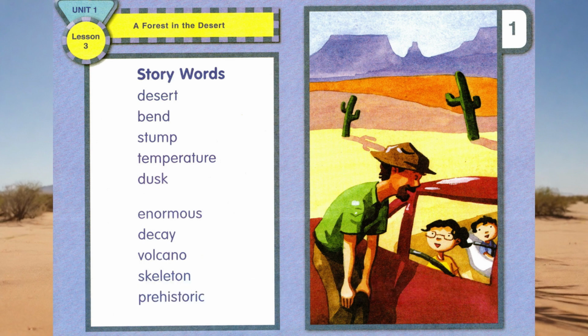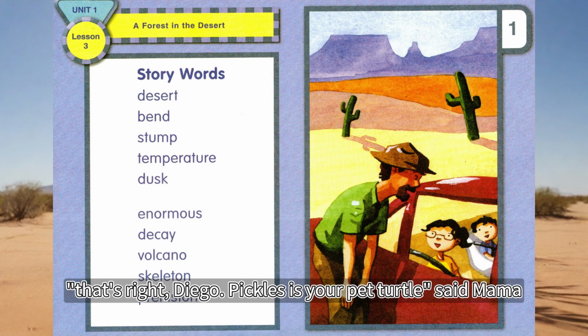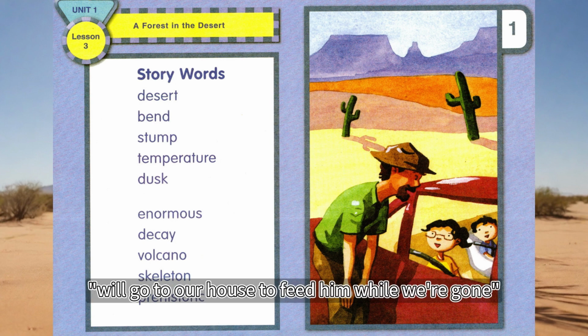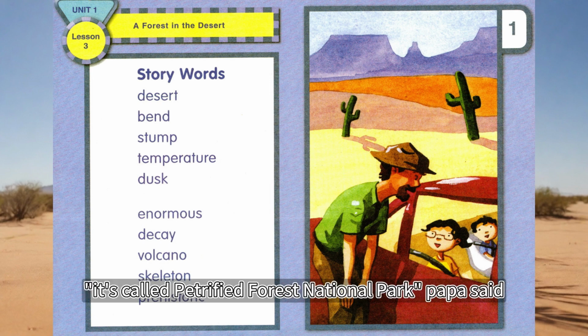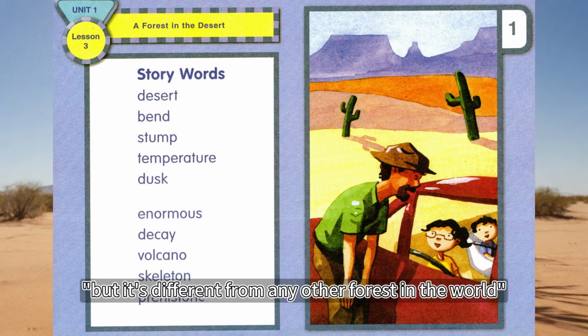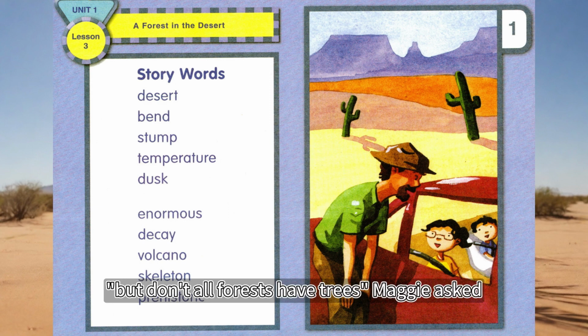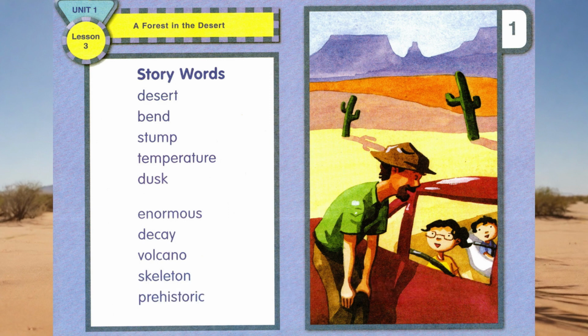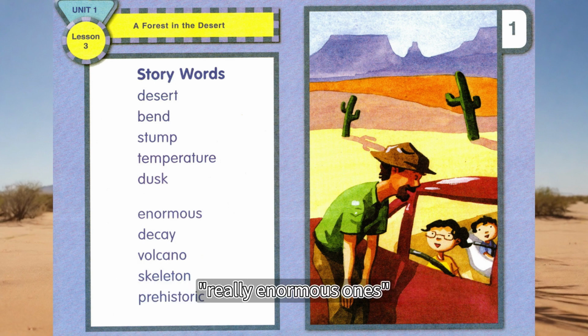"I have turtle," said a little voice from beside Maggie in the back seat. "That's right, Diego. Pickles is your pet turtle," said Mama. "David and Caroline from next door will go to our house to feed him while we're gone." "What's the name of the place we're going, Papa?" asked Maggie. "It's called Petrified Forest National Park," Papa said. "But it's different from any other forest in the world. It doesn't have trees." "But don't all forests have trees?" Maggie asked. "This forest had trees a long, long time ago, really enormous ones.